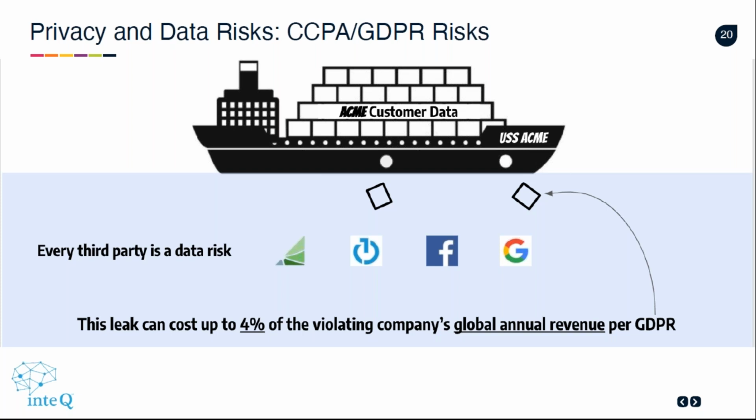In just a few weeks, on July 1st, unless a delay occurs, CCPA will be enforceable. For each consumer impacted by CCPA non-compliance, organizations stand to face up to $750 in civil damages per consumer. For businesses affected by GDPR, the penalties can cost up to 4% of the company's global annual revenue.